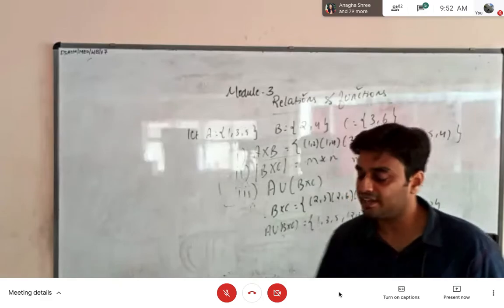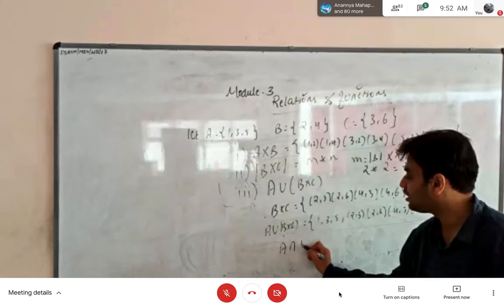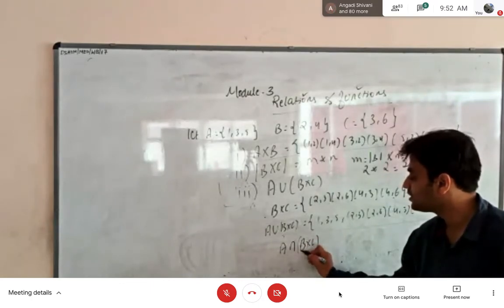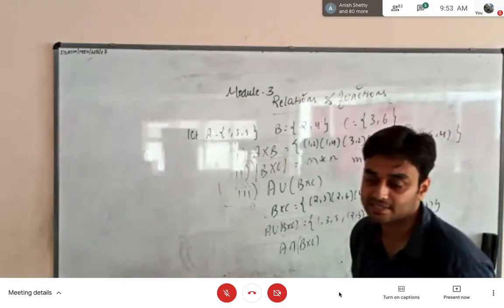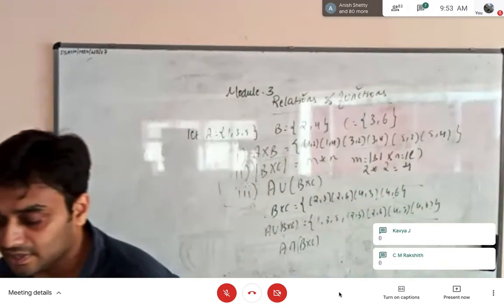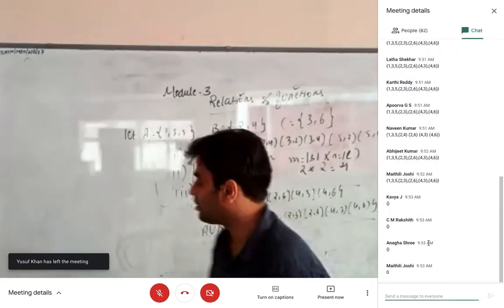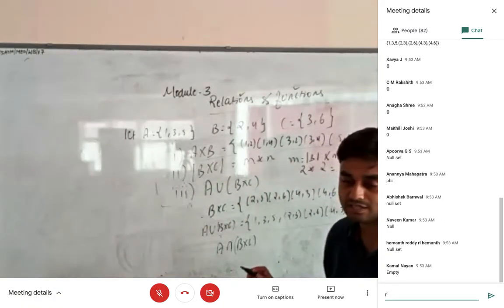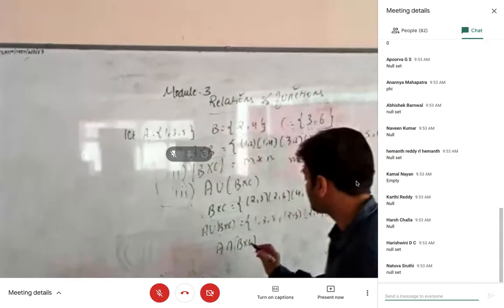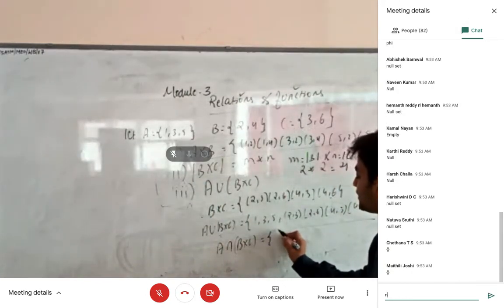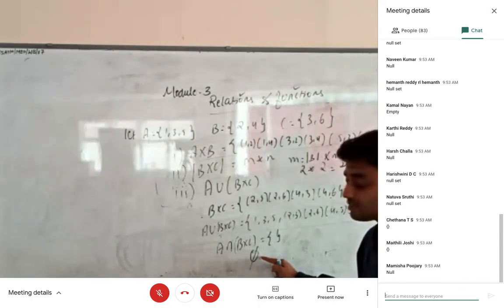Understood, right? So similarly, can you guess the answer? If I find A intersection of B cross C, what will be the answer? Suppose instead of union, I find the intersection between A and B cross C, what might be the answer? Yes, very good. The answer is 0, but you should not write 0. When you are talking about sets, you should not say 0, rather you have to say null or empty. The symbol you can use is an empty flower bracket, or you can use this null symbol.